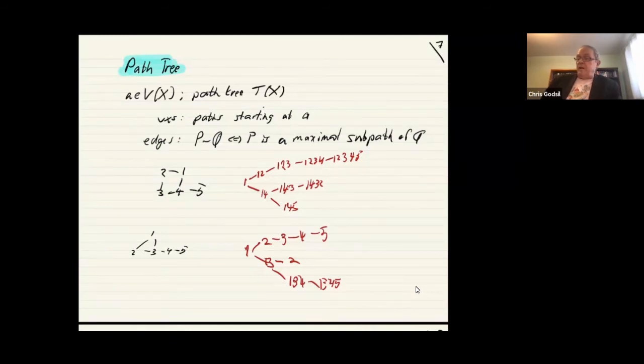So there's the path tree. And it's straightforward to write down. It's easy to write programs to compute it. And the first thing is obviously it's going to be very big in general. But what does it tell us?